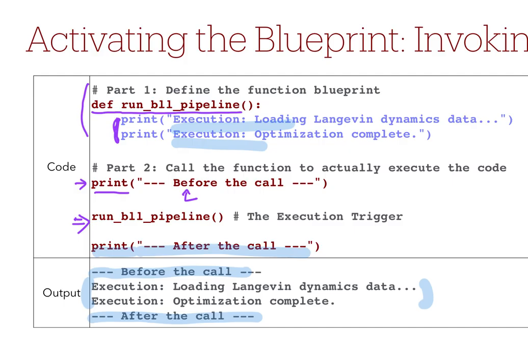So the order of the output is different from the order of the code. In the code, you have the definition of a function, then we have a print line, and then function call, and then another print line. So as long as this code follows the syntax of the Python, it does not execute any statement defined in the function. It does not give any warning or error message.